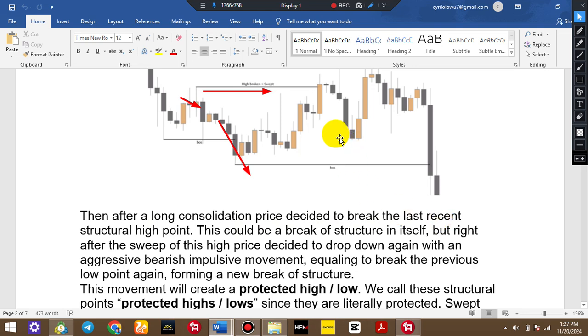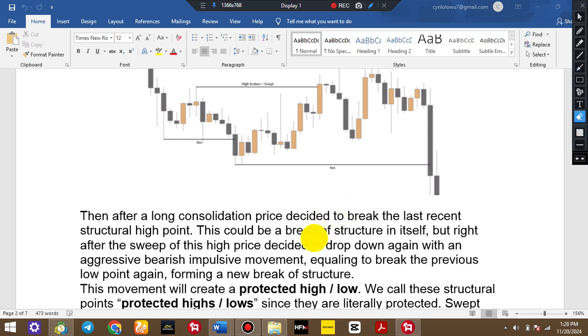That means price took out that high, the structural high point. This could be a break of structure in itself. But right after the sweep of this high, price decided to drop down. And this is what is telling, this is what happened. Immediately price took out that high, which we have here, this high here. Immediately price took it out by this move. So we can say this is a sweep because we notice that price started dropping immediately towards the downside, right?